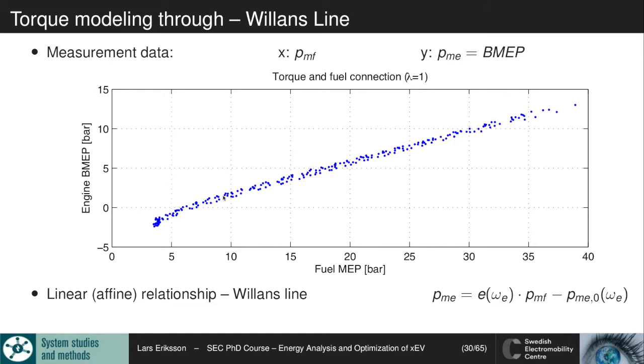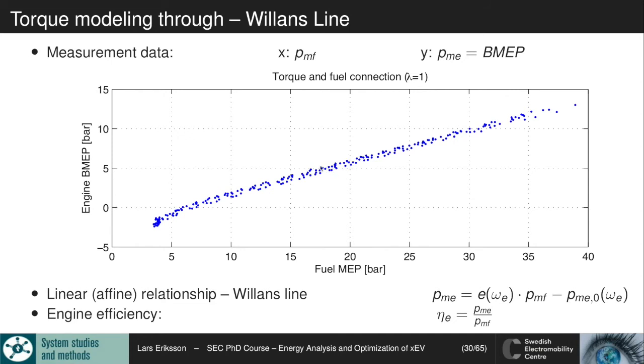So it's a line with an offset. So we have a line here with an offset here. That's the Willans line. And the engine efficiency is then the slope of the line that goes from the origin out to a certain point.